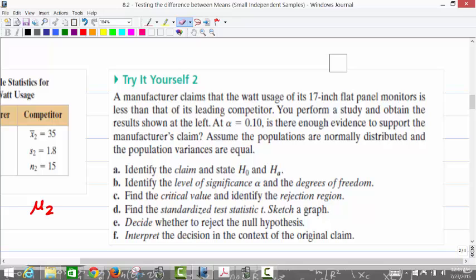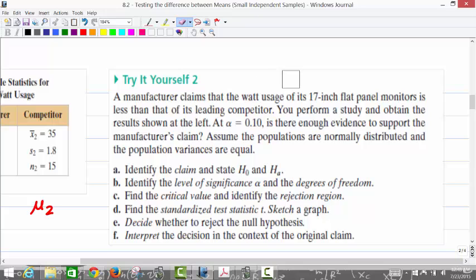Manufacturer claims that the watt usage of its 17-inch flat panel monitors is less than that of its leading competitor. Keep in mind, sometimes students don't like it when numbers are used as descriptor terms. It looks like the 17 might actually mean something in the problem. They could have used pink flat panel monitors. In that case, the 17 is not a numerical value but more of a descriptor of the item. I know students can get frustrated when they see too many numbers in a problem, but that's not a number involved in the calculation.